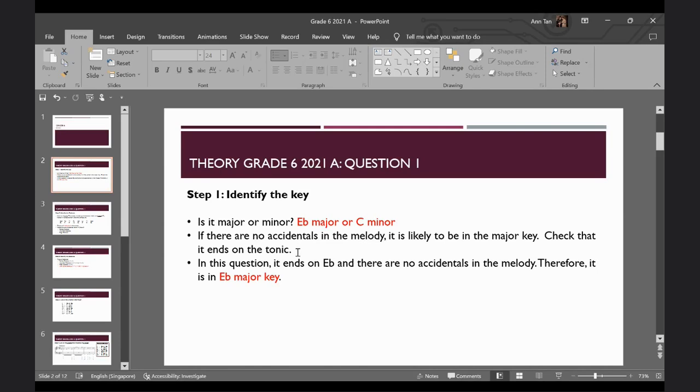And there are no accidentals in the melody. Therefore, it is in the E flat major key.